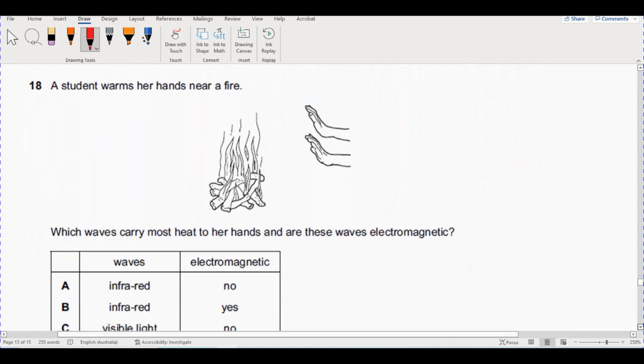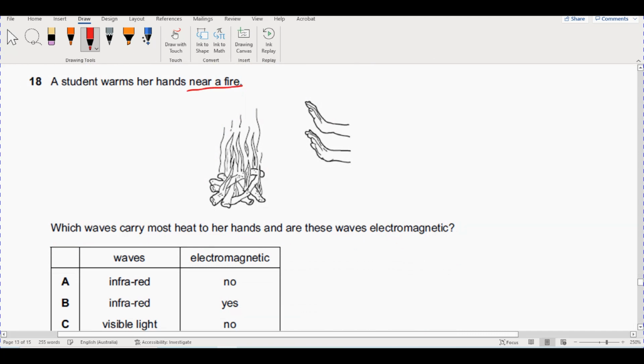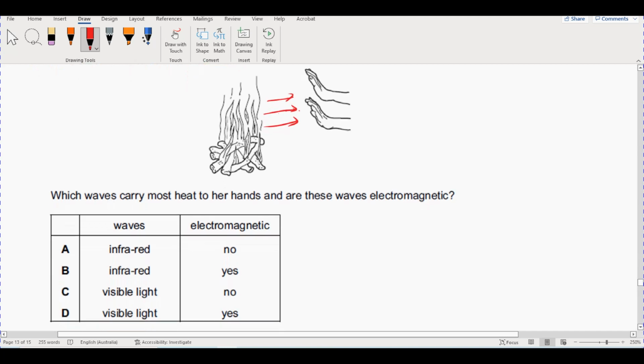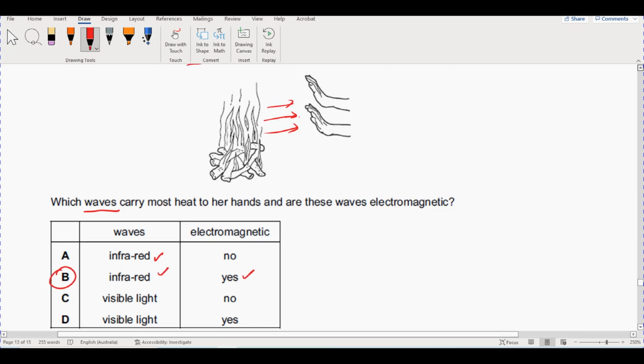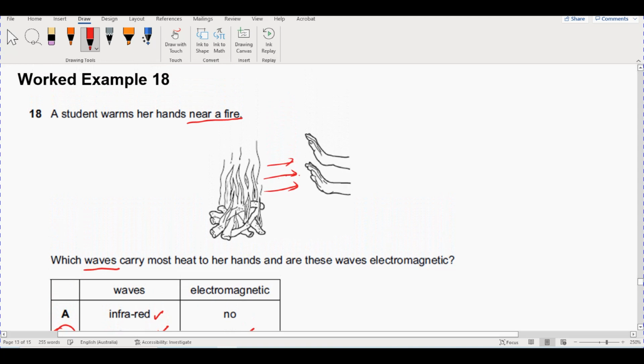Okay, another one. A student warms her hands near a fire, next to a fire, not above it, but beside it. Which waves carry most of the heat to her hands? Are these waves electromagnetic? Infrared waves, are they electromagnetic? Yes. So the answer is B. This example is very interesting, isn't it?